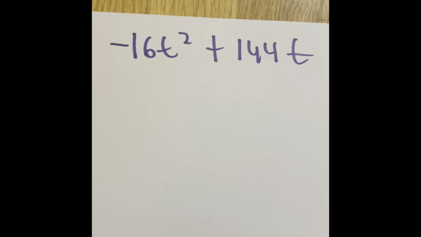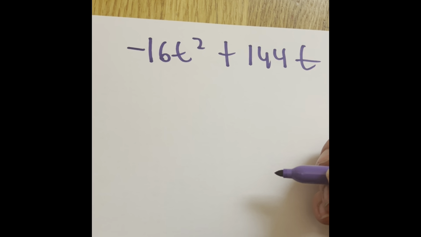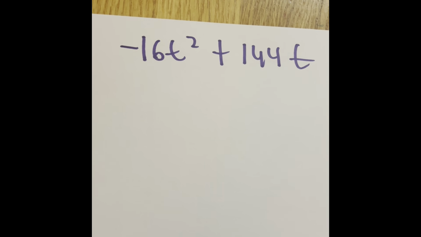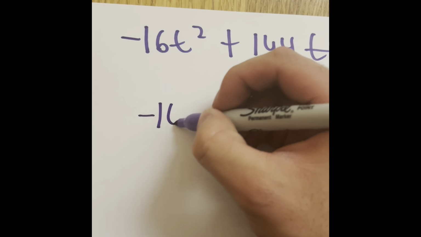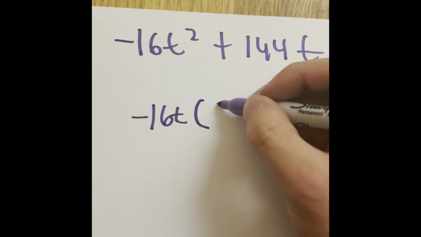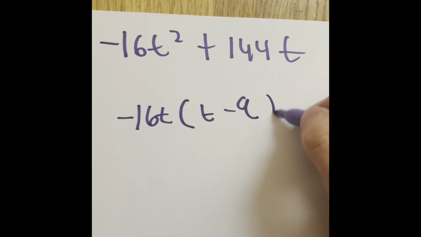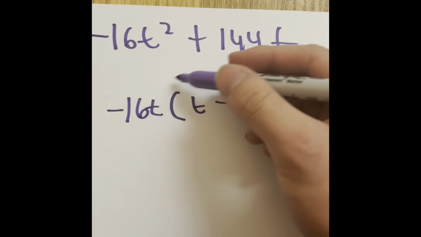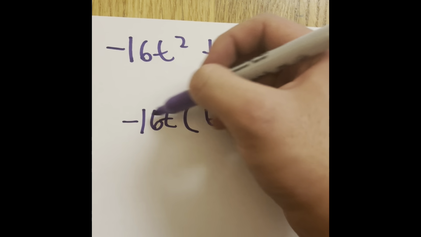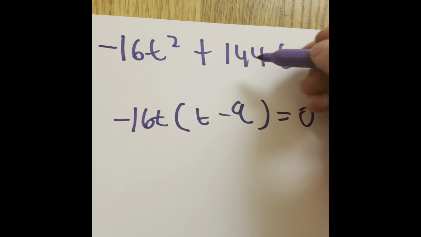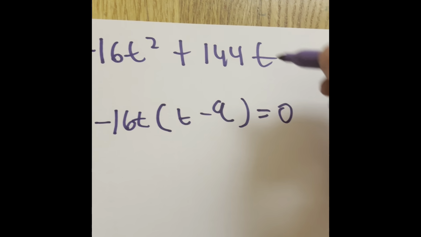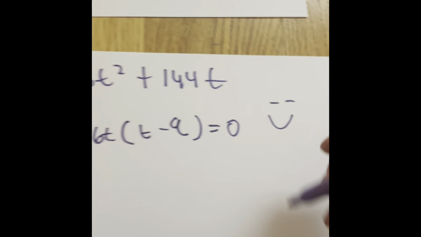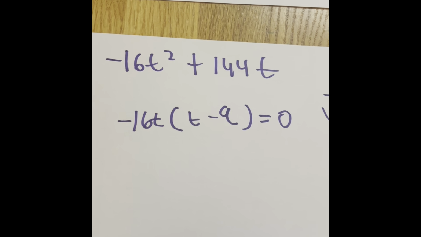And when I say factor, we have to find the fact of understanding what the time in seconds is. So let's see how we can do this. So, we have this right here. We can factor it to negative 16t, then t minus 9, and then equal that to 0. Because negative 16t times t is negative 16t squared. And negative 16t times negative 9 is going to be 144t. Because a negative times a negative is a positive.